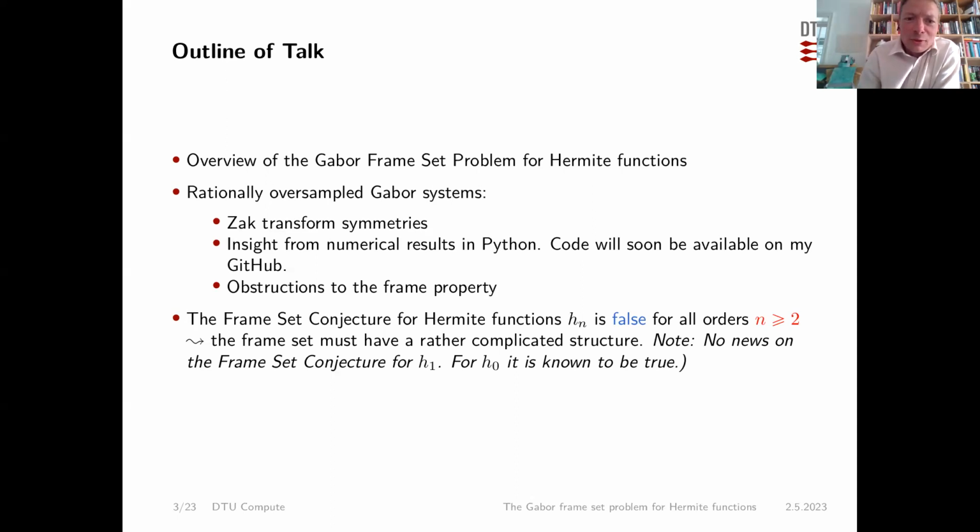We will end today by proving that the frame set conjecture for Hermite functions is false for all orders larger than or equal to 2. In particular, we will see that the frame set must have a rather complicated structure. For the Gaussian, which I call H0, the frame set conjecture is known to be true. And I will not shed any light on the remaining conjecture, which is for H1. That conjecture is still open.